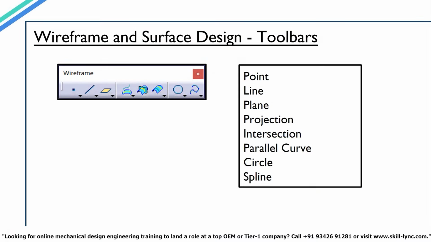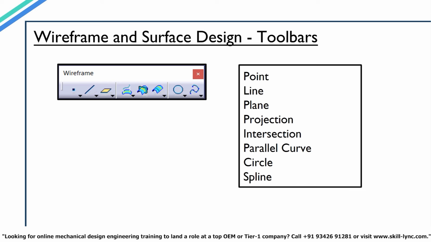CATIA V5 has a workbench called Wireframe and Surface Design. Wireframe features allow us to create points, lines, and curves in the 3D space without using the constraint-based approach that we use in the Sketcher workbench. The surfacing features like sweep, fill, blend, etc. construct these free-form profiles into surfaces to make complex shapes.